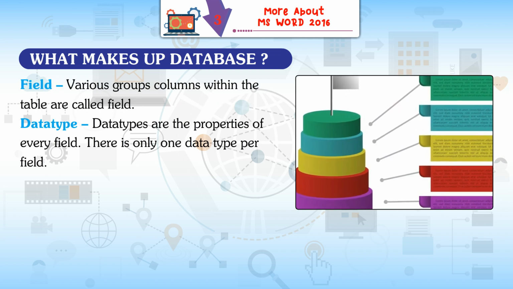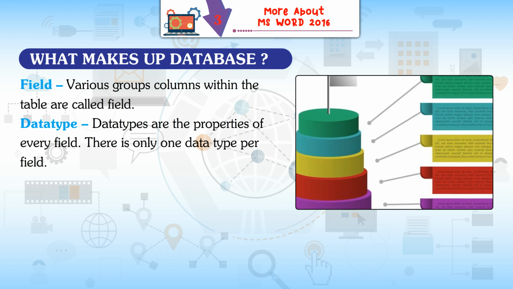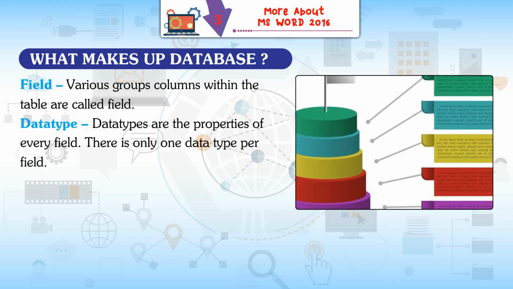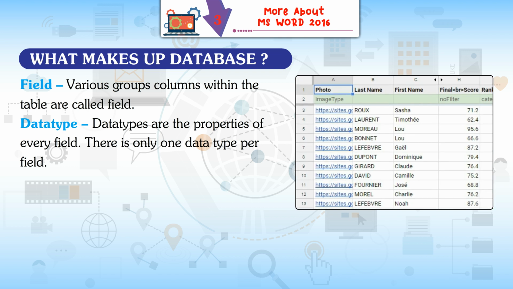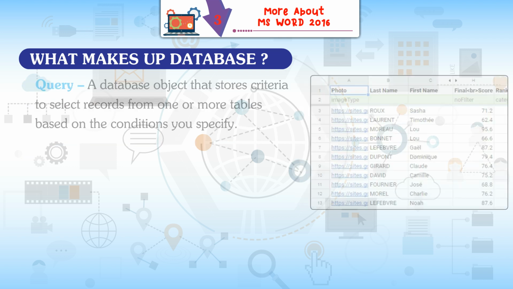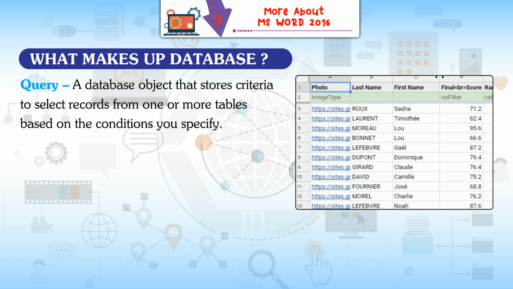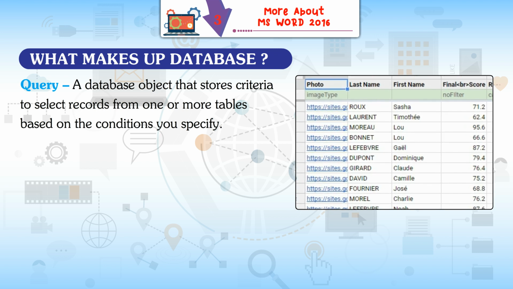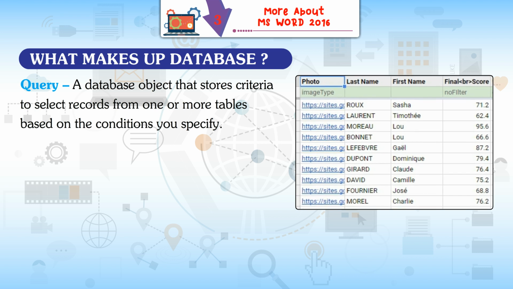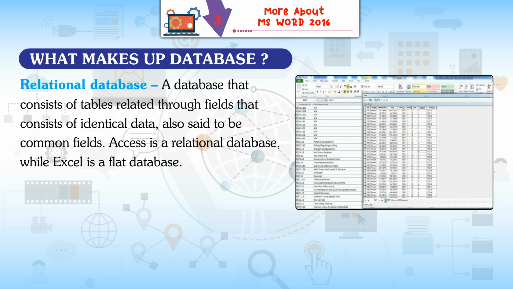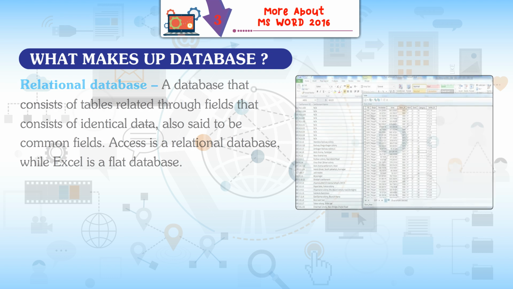Field. Various groups, columns within the table are called fields. Data type. Data types are the properties of every field. There is only one data type per field. Query. A database object that stores criteria to select records from one or more tables based on the conditions you specify. Relational database. A database that consists of tables related through fields that consist of identical data, also said to be common fields. Access is a relational database, while Excel is a flat database.